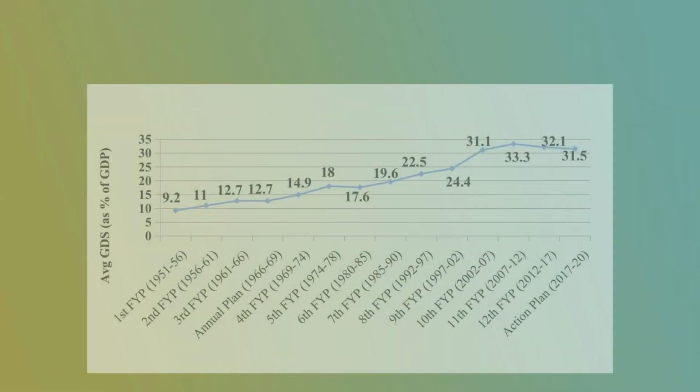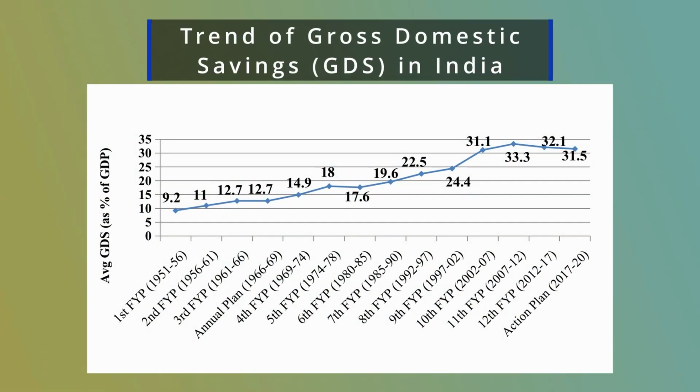Now next, in figure 1, we have a trajectory of the growth trend of gross domestic savings in India during 1951 to 2020, a long period. To start with, if you look at this diagram, you find that during the first five-year plan, the gross domestic savings as a percentage of gross domestic product at current prices was only 9.2%, very low.